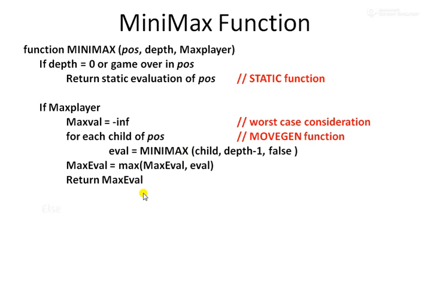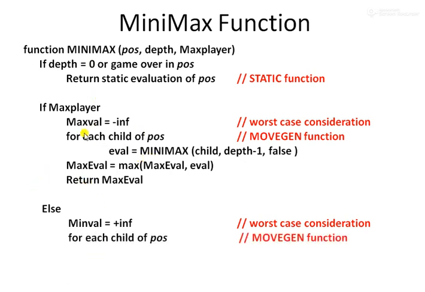If the turn is for Min, then else if it is Min, we'll take another variable for Min, say minval, whose value is positive infinity in the worst case scenario. Because in the worst case the min value may be very high, and in the worst case scenario the max value may be very low.